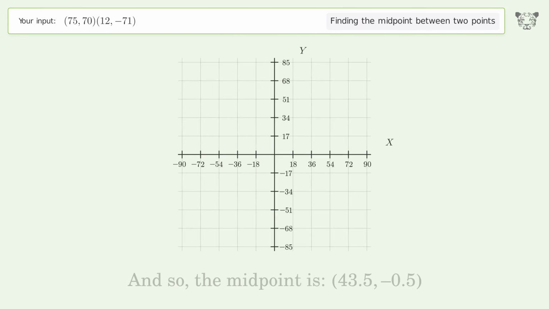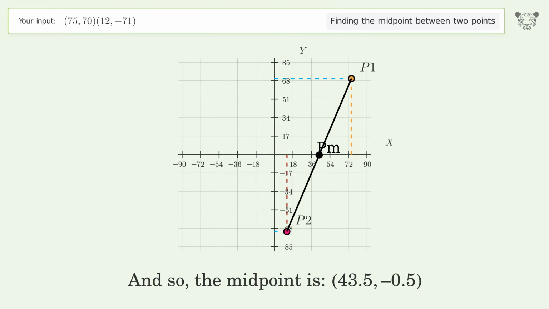And so, the midpoint is 43.5, negative 0.5.